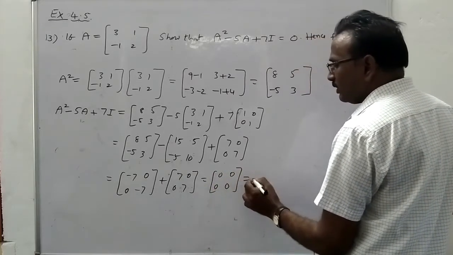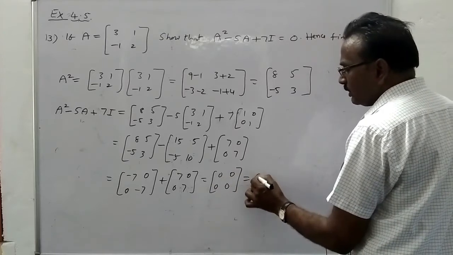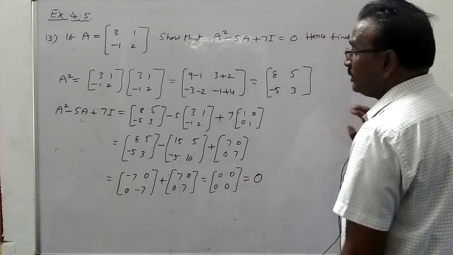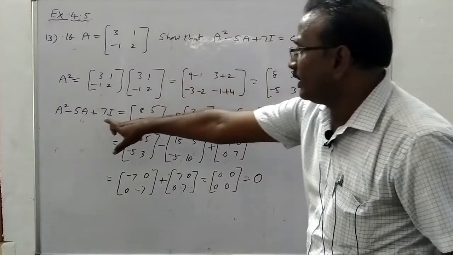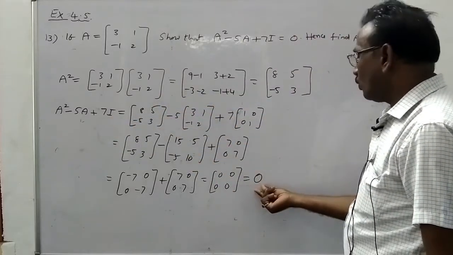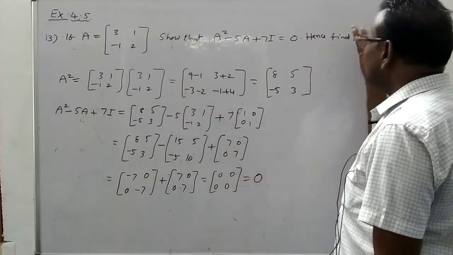So this is the null matrix of order 2. So right, this is O. This is the RHS. So clearly A square minus 5A plus 7I value is O. That is the null matrix of order 2. And hence find A inverse.